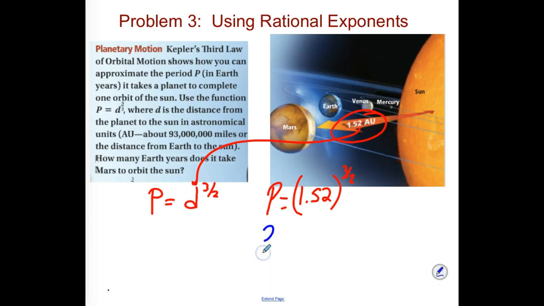All right, so final answer here. P is about 1.87. What units would we put on here? What are we trying to find? Earth years, yep. All right, so it's going to take Mars almost 2 of our years to orbit the sun. Does that make sense? Sure. Just an example of where you might see a rational exponent. Okay.